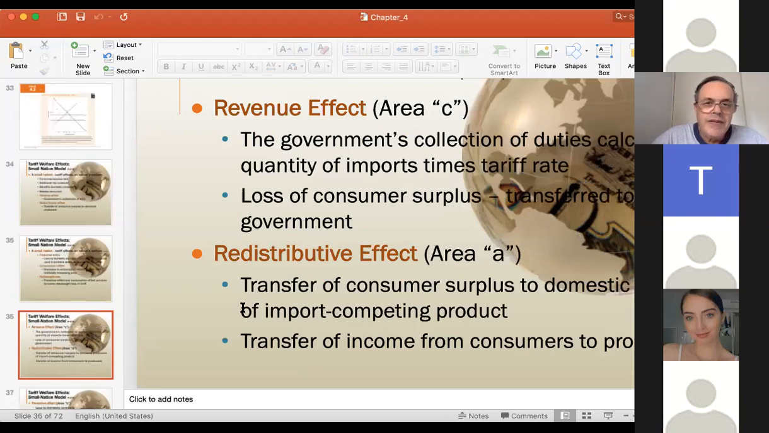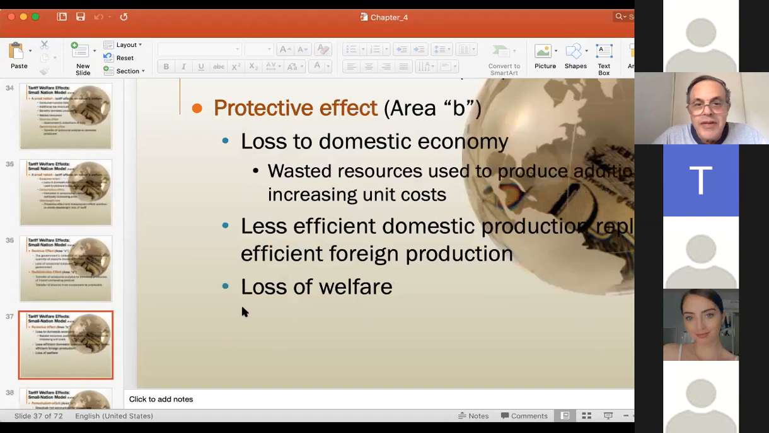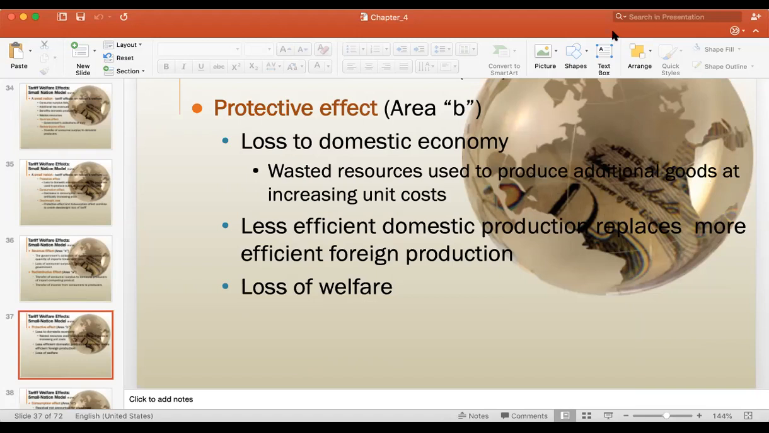Okay, again, the author explains the revenue effect in terms of the areas, area C, the redistributive effect, area A, and it tells you it's simply the transfer of consumer surplus to domestic producers or the transfer of income from consumers to producers. Either way is fine, says the same thing. Protective effect, loss to the domestic economy. We talked about that. In other words, remember, it's the wasted resources used to produce additional goods at increasing unit costs. Less efficient domestic production replaces more efficient foreign production. This will lead to loss of welfare. So we explained all of that.